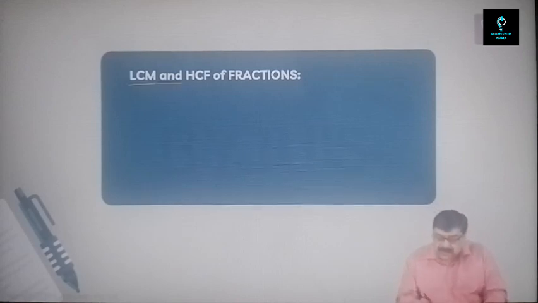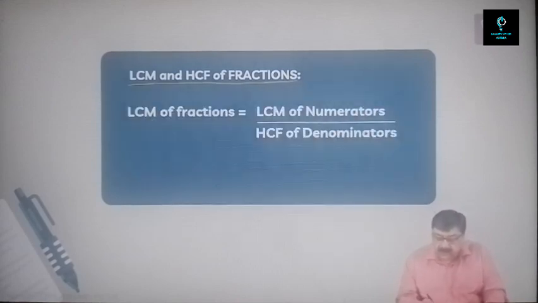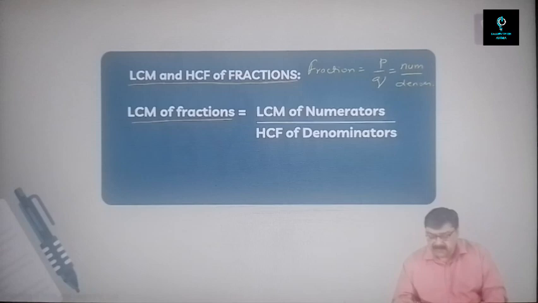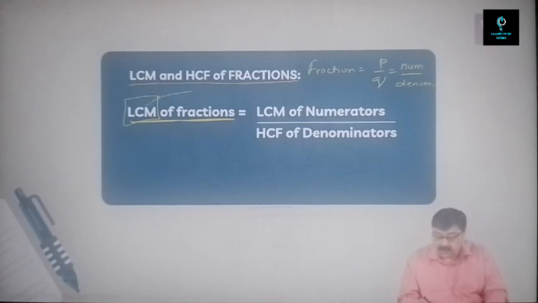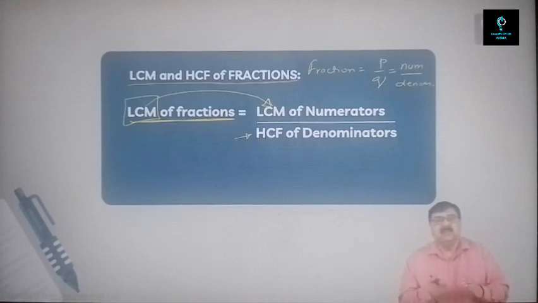So LCM and HCF of fractions. If you want to find out the LCM of fractions, well, a fraction is P by Q form, that is numerator by denominator. So if some fractions are given to you and you are supposed to find out the LCM of fractions, then whatever you need to find out, the same thing you will find for the numerator, and the other will go to the denominator. What is the other?